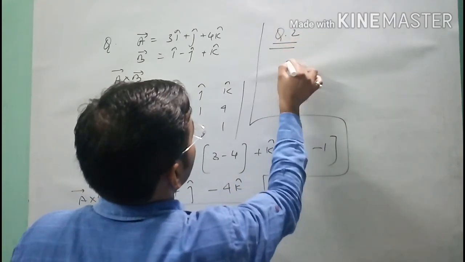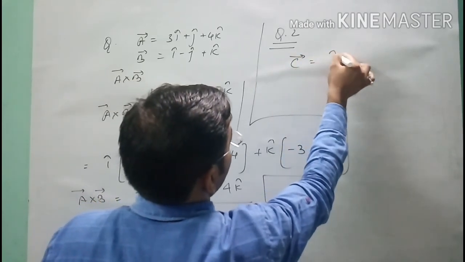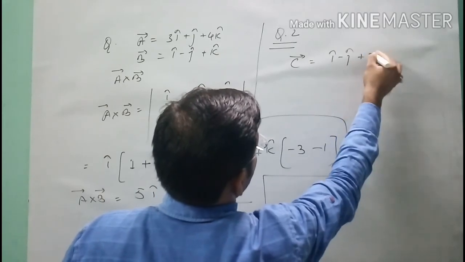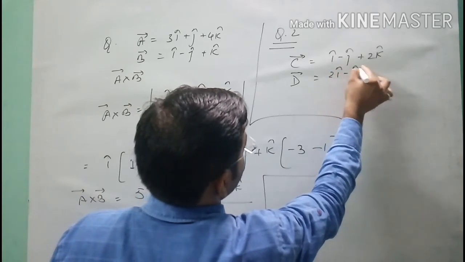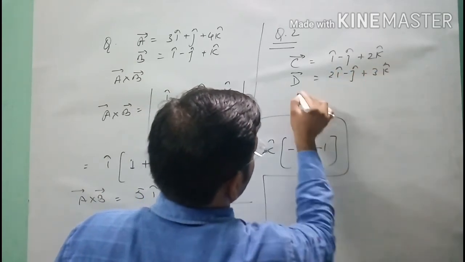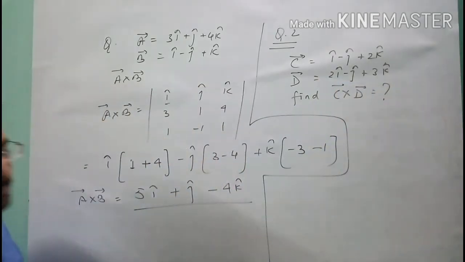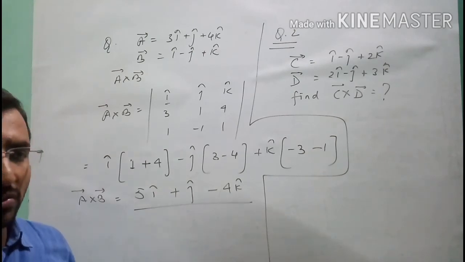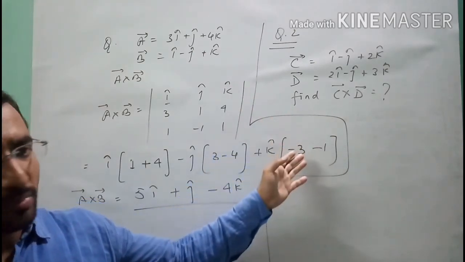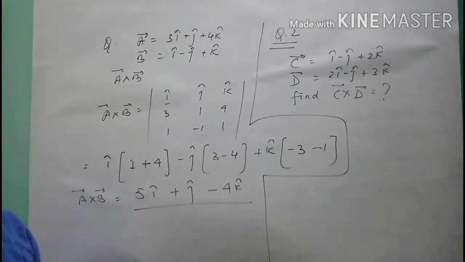Now second question for you. Suppose here I am representing by C vector equals i minus j plus 2k, and D vector equals 2i minus j plus 3k cap. Find C cross D. Point is clear, student? So you should find here C cross D. So how will you do? Try this question at your home to understand this topic. Is it clear? So pause the video and note down.